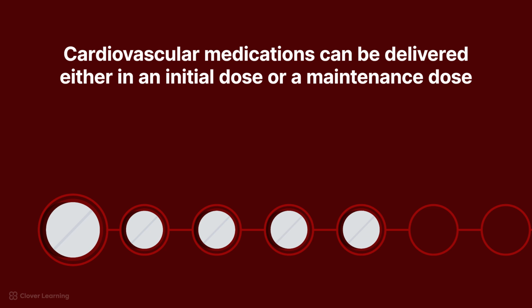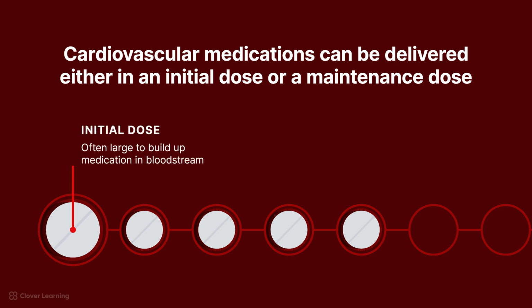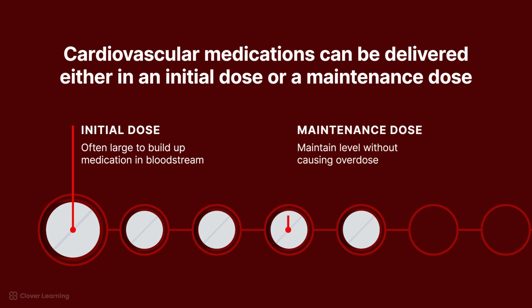Cardiovascular medications can be delivered either in an initial dose or a maintenance dose. The initial dose is the first dose and is often large to build up the level of the medication in the bloodstream. The maintenance doses are subsequent doses that maintain the level of the medication in the bloodstream without causing overdose.